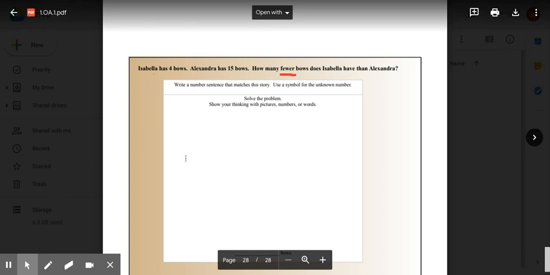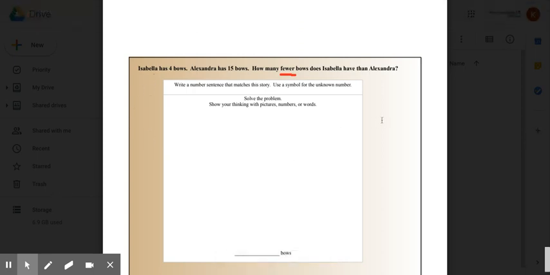When you complete this activity in your journal, you're going to take a picture and post it on Seesaw. After you do that, you have another math Seesaw activity that you're going to do.